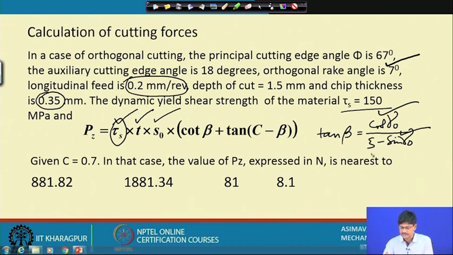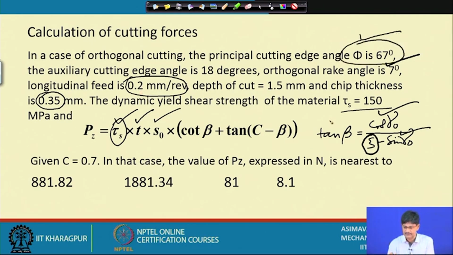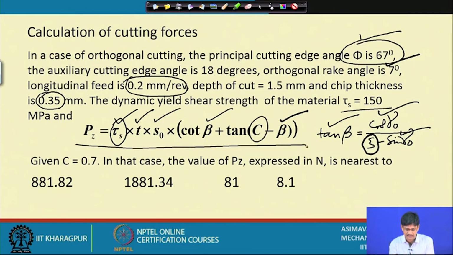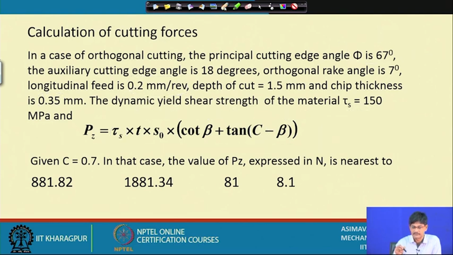And what else? Zeta. Zeta is once again A2 by A1. So, do we have depth of cut? Yes. Do we have feed? Yes. And do we have principal cutting edge angle? Yes. So, we can find out tan beta. So, this part is solved. Last of all, what is C? C is given. So, we can find out this expression completely. And what are the answers? Let us see. I think I might have solved it myself in the subsequent pages.